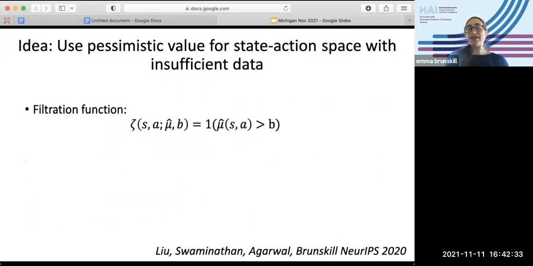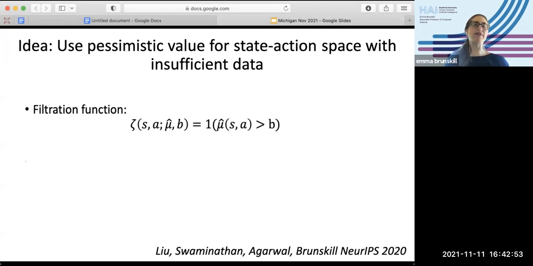And so our idea is really quite simple, which is just like how often in reinforcement learning, we think about being precise about our uncertainty and being optimistic with respect to it when we do exploration. Here, we want to be explicit about our uncertainty and be conservative or pessimistic for parts of the state action space where we have limited data.